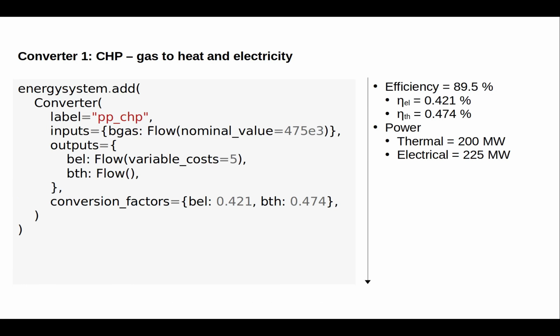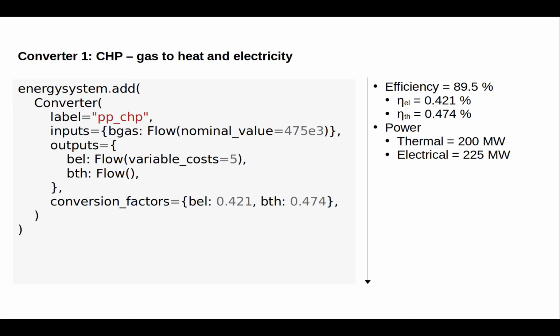We now look at the first converter. It's the CHP plant, which converts gas to heat and electricity. In our case, we just added it as a converter for now. We will improve on this model in a later video. For now, it's just a simple converter. We give it the labels PP power plant CHP, and we give it bgas as an input, and we give it electricity and thermal as output buses.